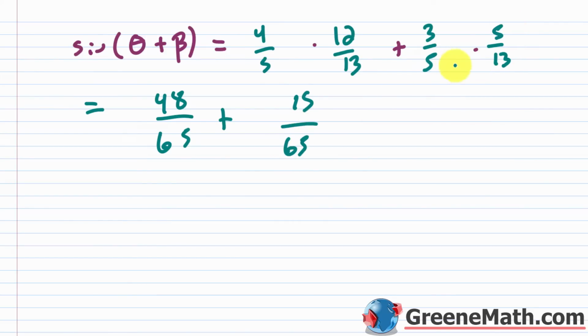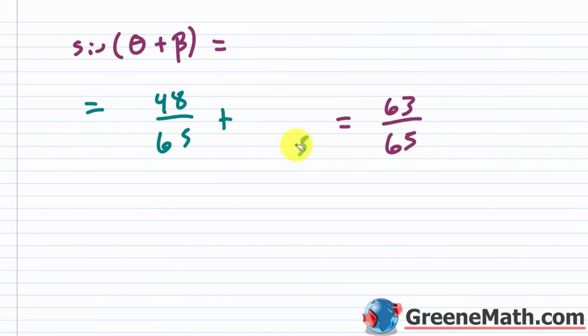And the reason I didn't cancel there is because I want to get a common denominator. If you go through and cancel stuff, a lot of times with these problems, you have to go back and get a common denominator. And it's just extra work. So now I can do 48 plus 15, and that's going to be 63. And this is over the common denominator of 65. So that's my sine of theta plus beta. So let me write that there. That's one thing that we needed.